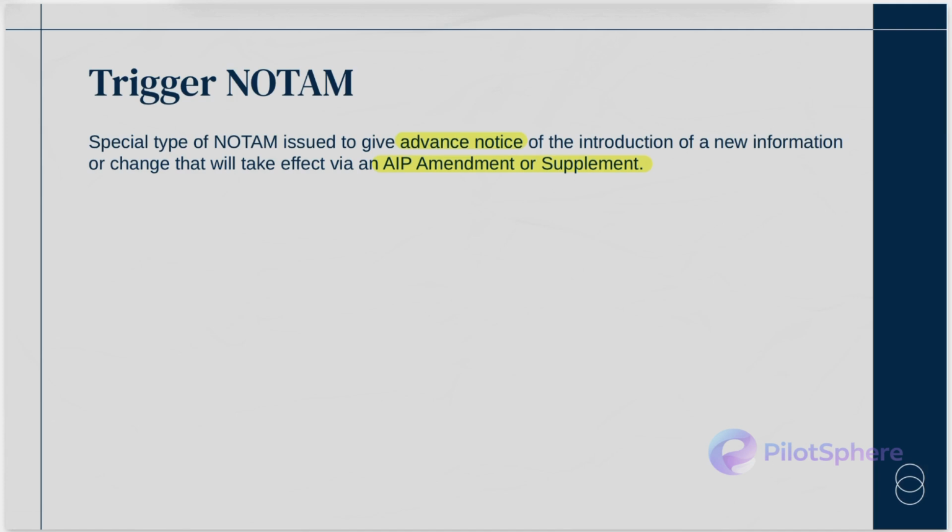So it allows us to be prepared, to have that insight, to have that in mind that yes, this is something that will be changing on this route. And that is through a trigger NOTAM, a special type of NOTAM that is created to give that alert or that advance notice to us.